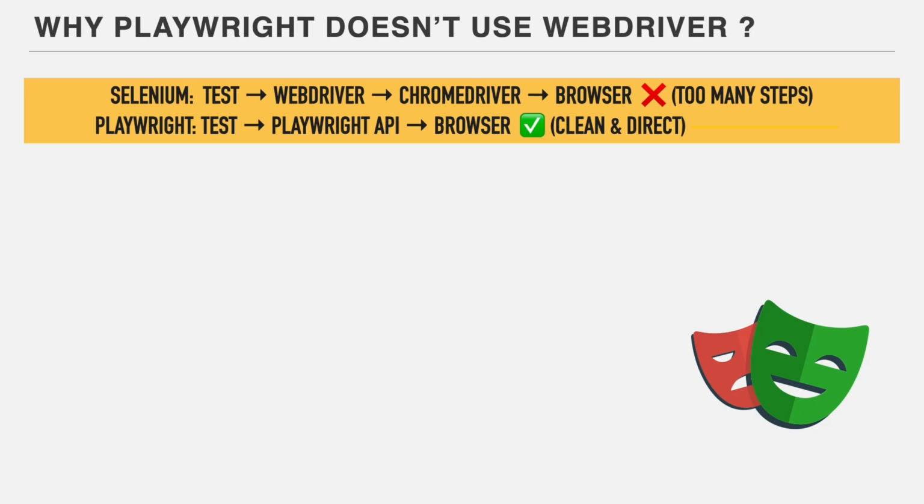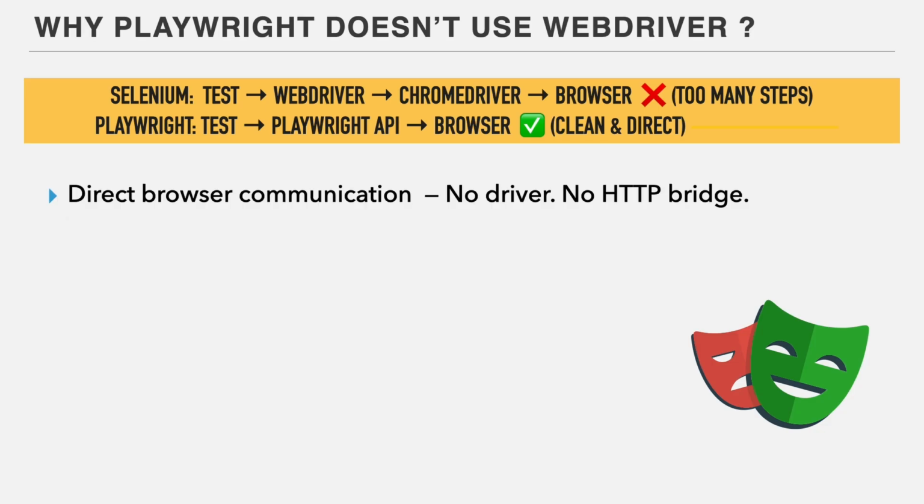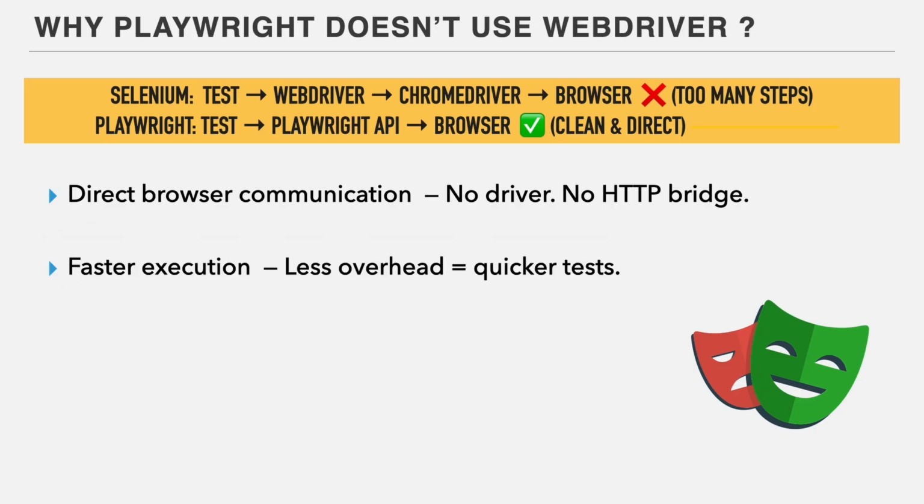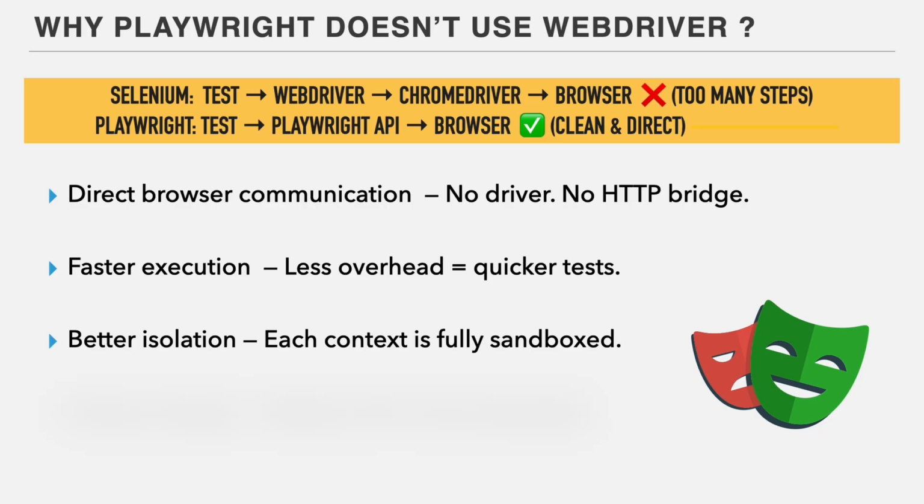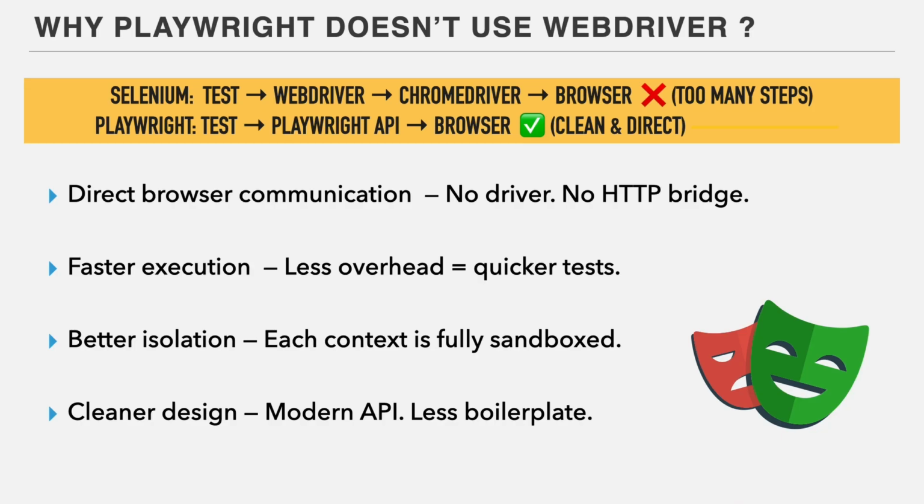And that's what gives Playwright four big advantages. First, direct browser communication. No driver to install, no HTTP bridge, just your test and the browser. Second, faster execution. Less overhead means your test runs quicker, no translation layer slowing things down. Third, better isolation. Each browser context is fully sandboxed. No cookies, no storage, no session data leaking between tests. And fourth, cleaner design. The Playwright API is modern and minimal, less boilerplate, less setup, more focus on actually writing your tests. This is exactly why Playwright didn't just improve WebDriver, it replaced the entire approach.